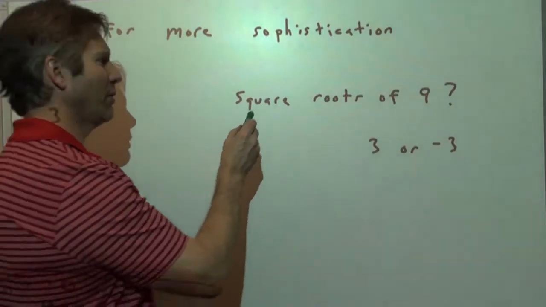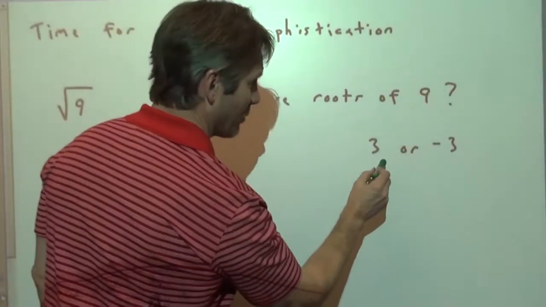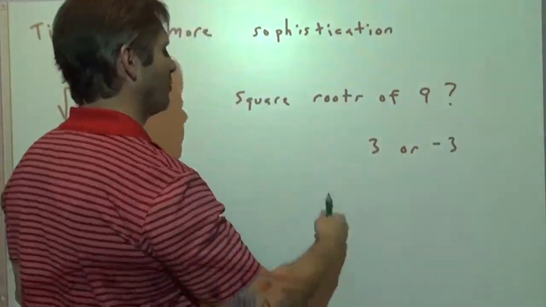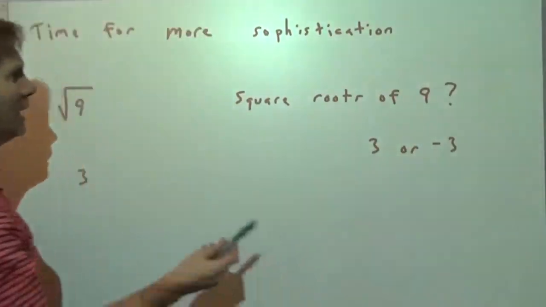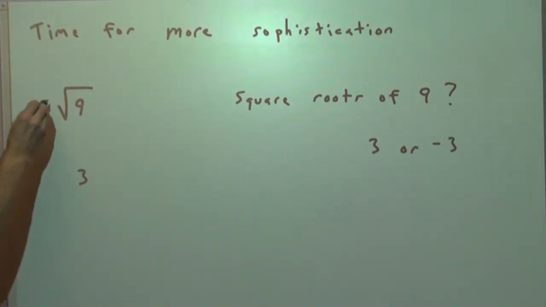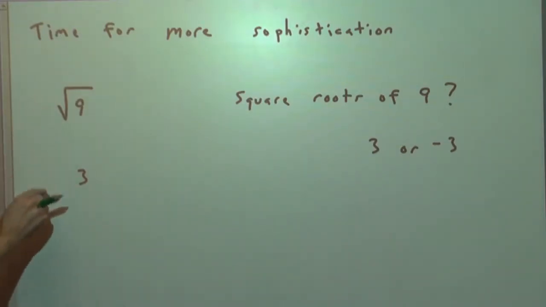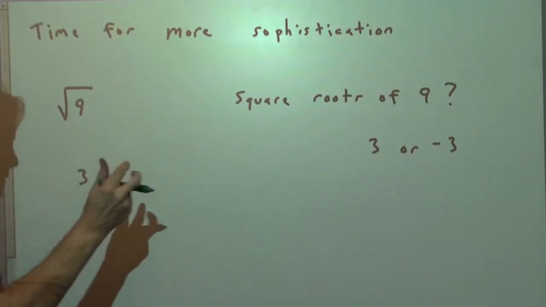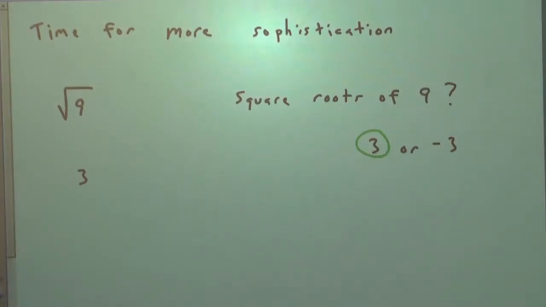But wait a minute, aren't there two square roots of 9? Bet your sweet bippy there is. It's 3 or negative 3. So if we said, give me the square roots of 9, it's 3 or negative 3. But when we see this, it isn't a square root sign. This is a principal square root sign, or a positive square root sign, or a radical sign. The radical of 9 is 3. It's the positive of the two square roots. So that's why this is not a square root sign.